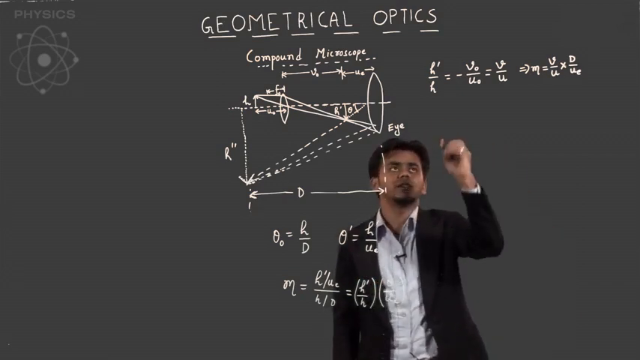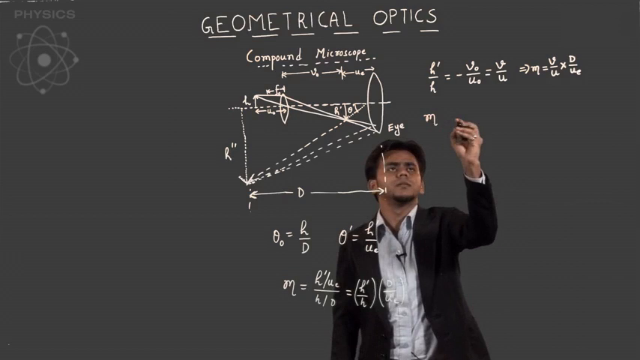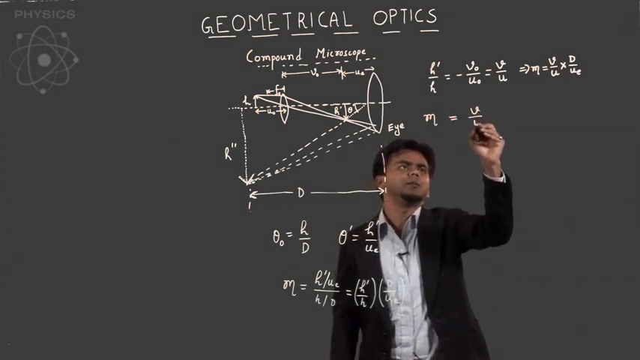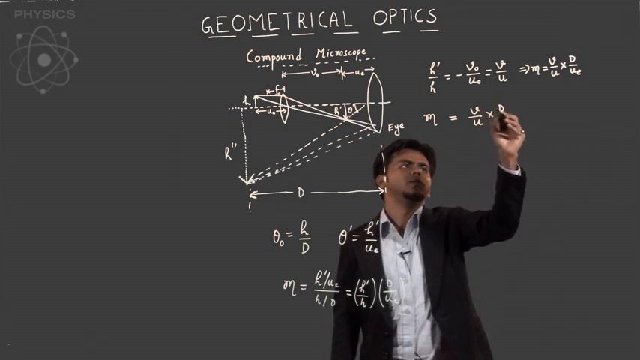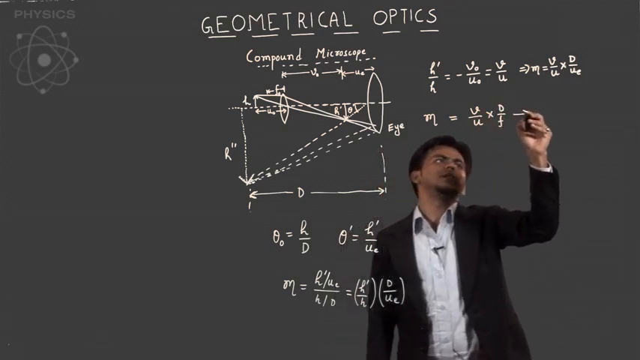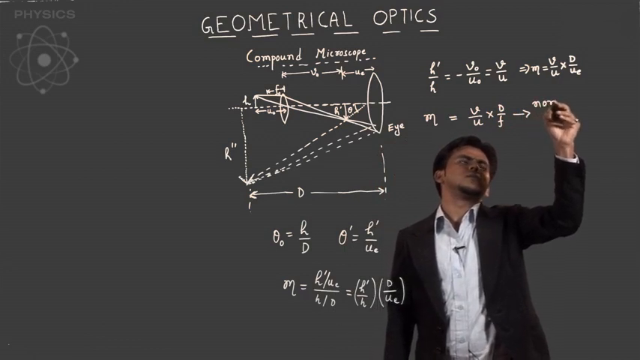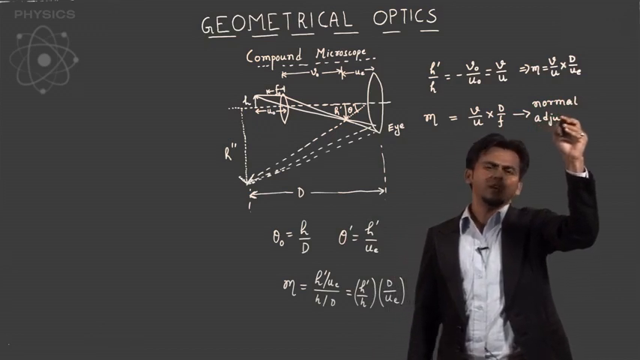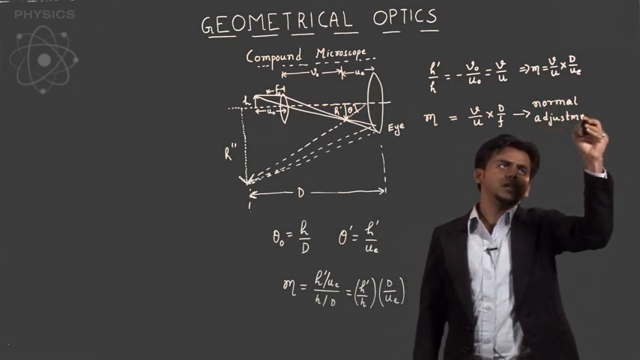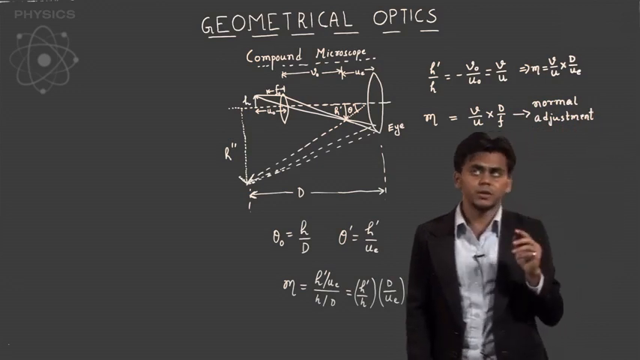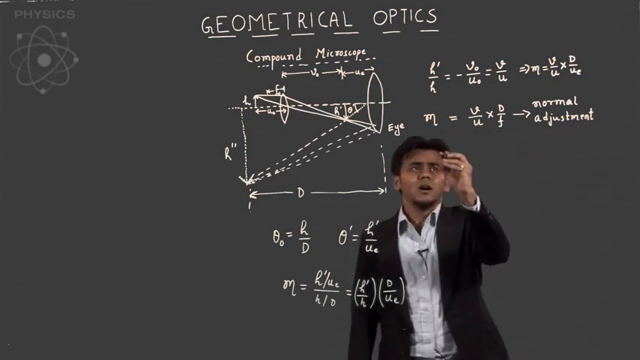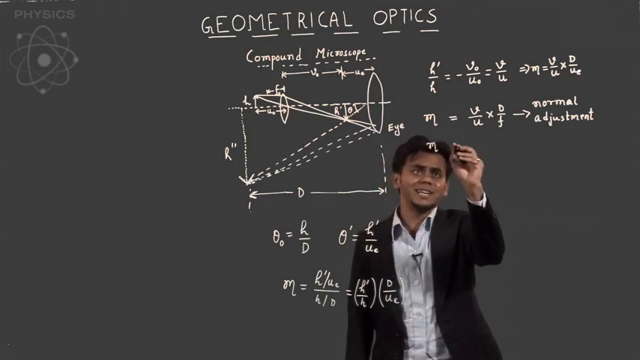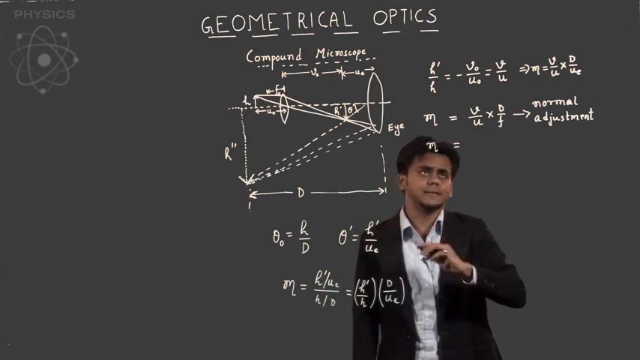So I'll have two things for magnification. Magnification is equal to V by U into D by F. This is for normal adjustment. I hope this is clear. I mean, if it's not clear, you should pause the video right over here and go through it again, because what I'm trying to tell you is slightly tricky but not that difficult. I mean, it looks difficult but is actually very easy.